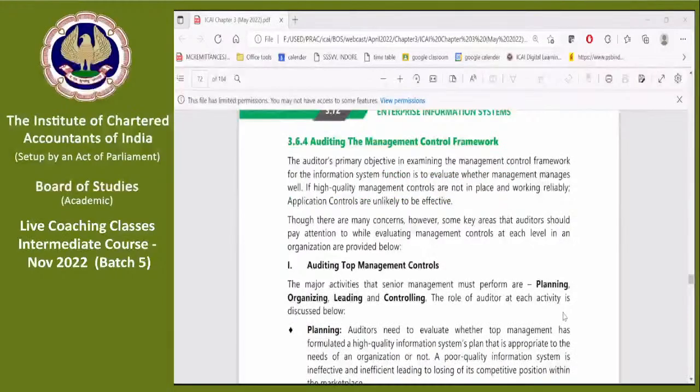So I'll read the core words. We'll not go to all the details. Reasonable details are there in the module. We'll take the keywords from this. The auditor's primary objective in examining the management control framework for information system function is to evaluate whether management manages well and with high quality, whether management controls are in place or not, and if in place, whether working reliably or not. So auditing top management controls.